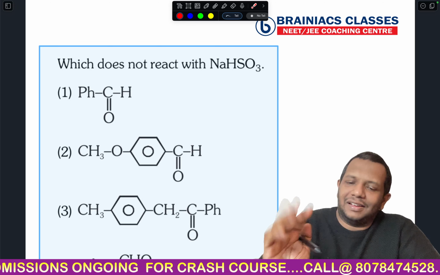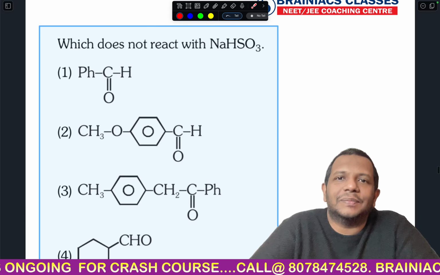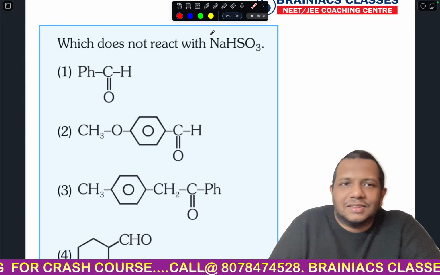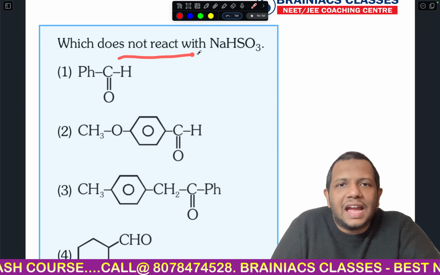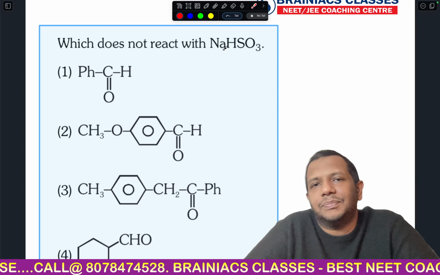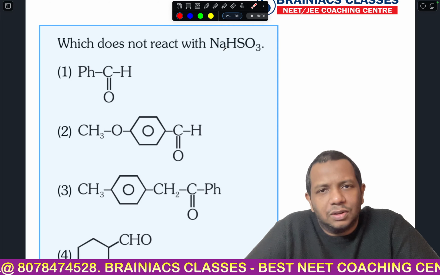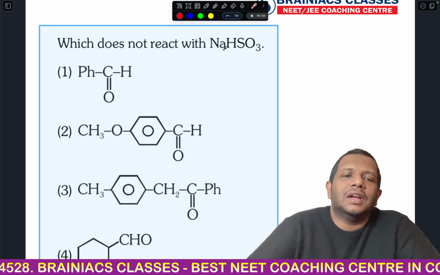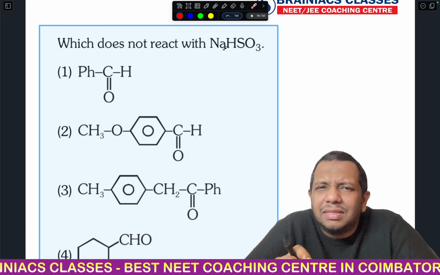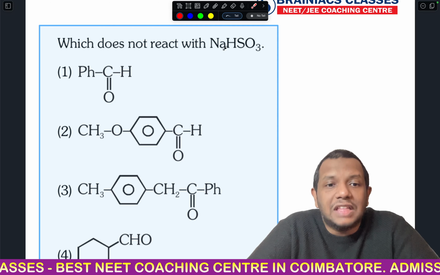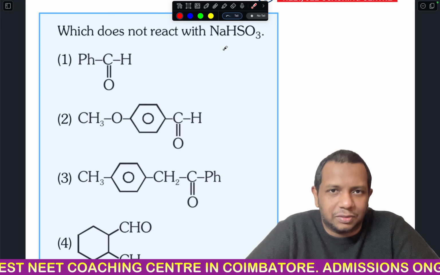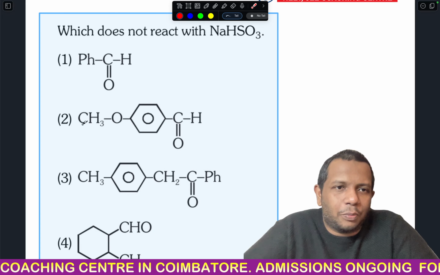Okay, so let's see the first question. Which does not react with sodium bisulfite? Very important reaction, and it is also given in the NCERT text. But they have given a very single clue, and with that they have created a question. That's the importance of this. So you are given four options.